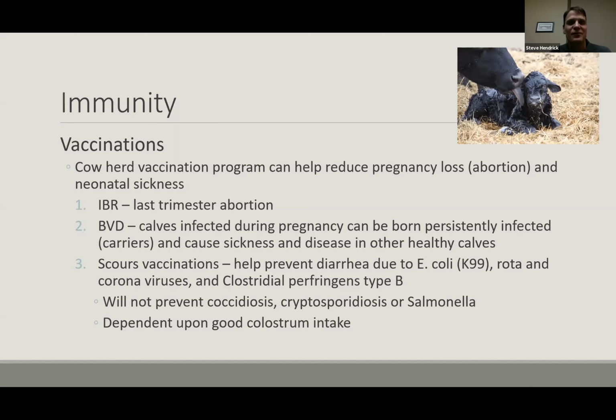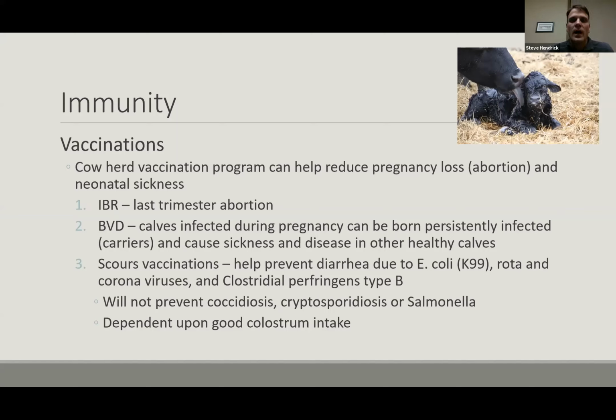And so that might be a subpopulation that you vaccinate. In some herds, if you're calving in January, February in confinement, then maybe you would choose to do the whole herd. And so realize that when we vaccinate for scours, we're preventing against diarrhea caused by E. coli, and it's a very specific strain. It's the K99 strain, and that is a very common strain, so it does make sense to do that. There's also specific strains of rota and coronaviruses, as well as another bacterium called Clostridium perfringens type B.